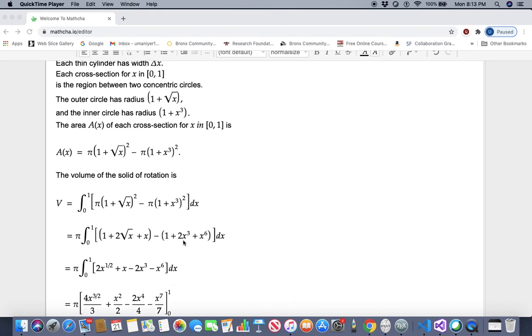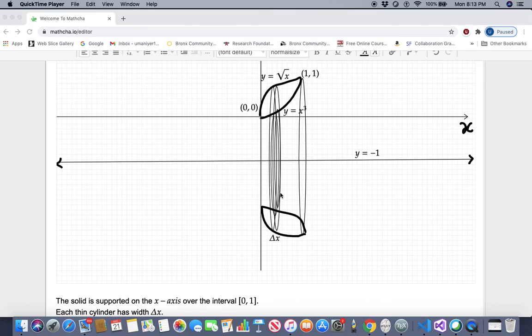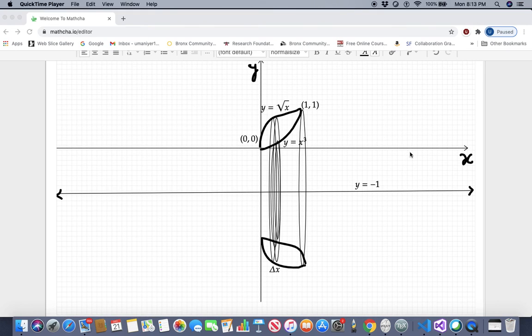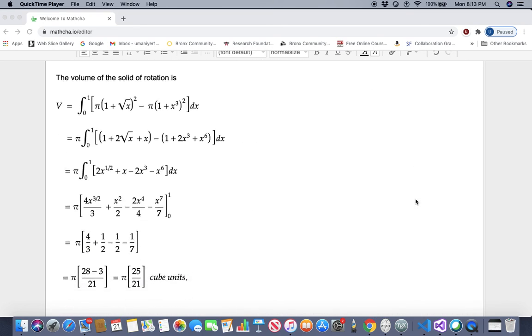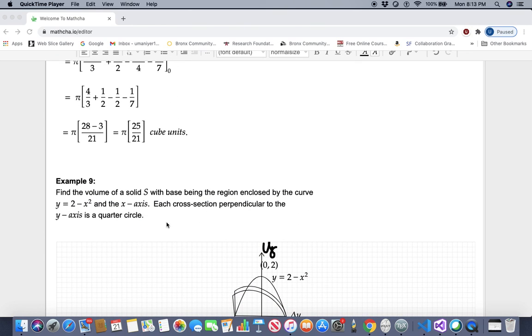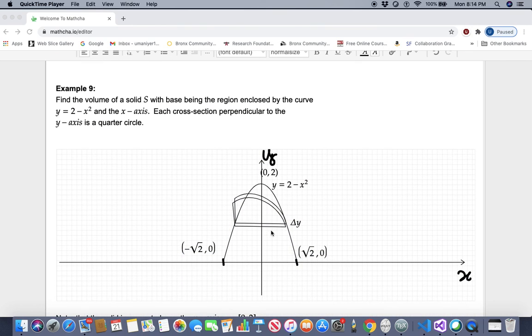All right. So this was rotating a region about a line which is neither the x-axis nor the y-axis, but it is parallel to the x-axis. Okay. Next problem, next example, we will go over in our next video.